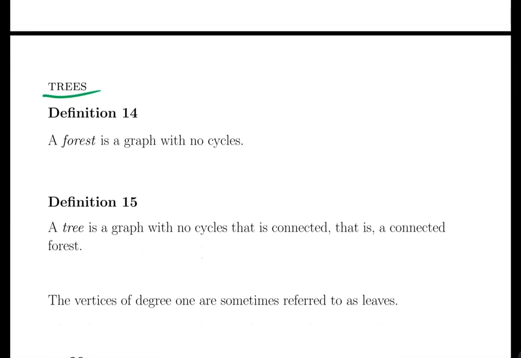Now we're going to talk about another kind of graph called a tree. So let's go through some definitions. First of all, a forest is a graph with no cycles. Okay, so a forest is a graph with no cycles. A tree is a graph with no cycles that's connected. So basically a tree is a connected forest. And the vertices of degree 1 are sometimes referred to as leaves.